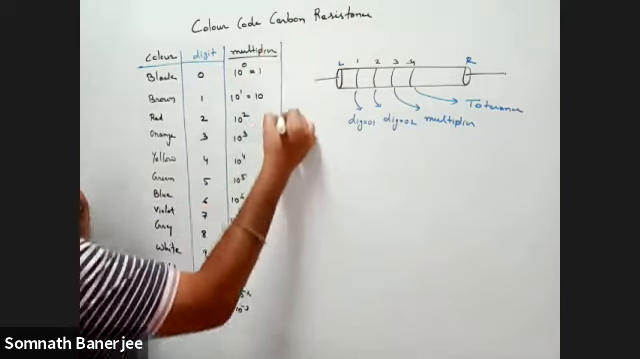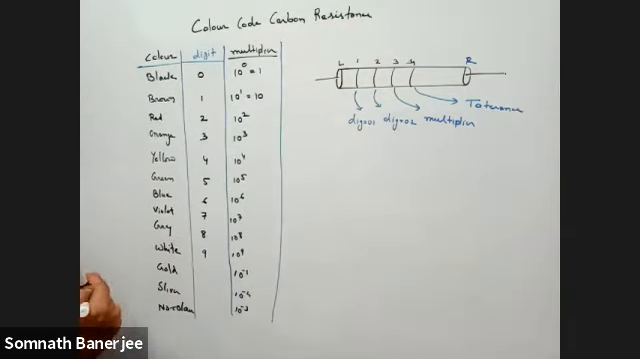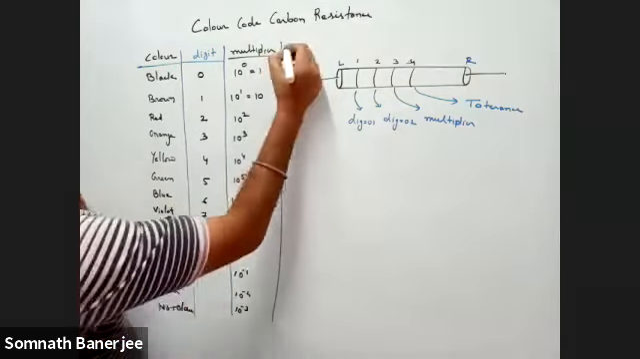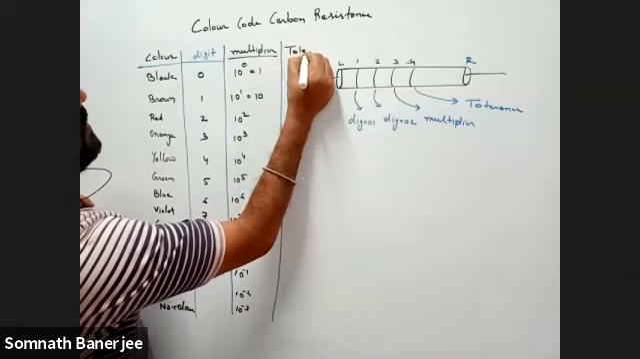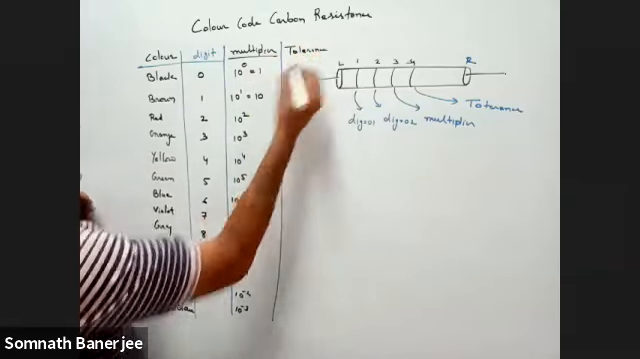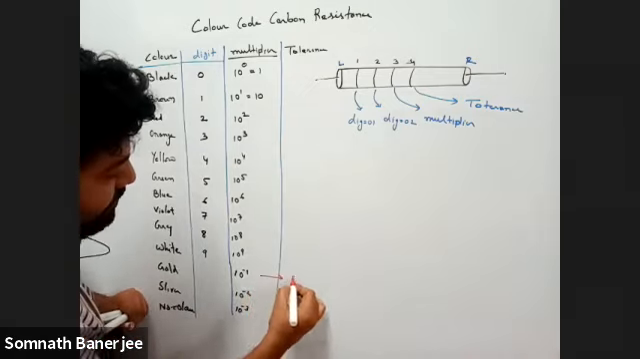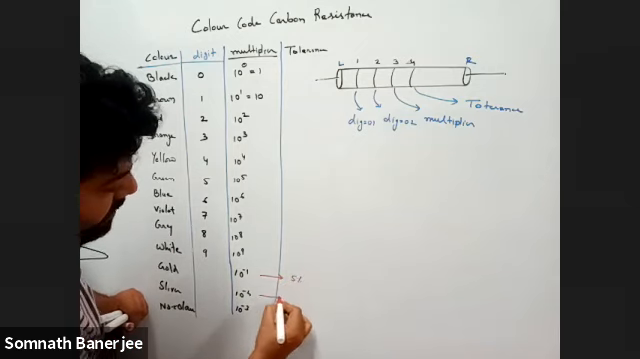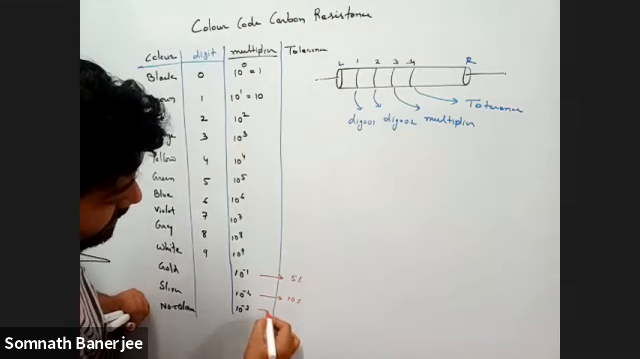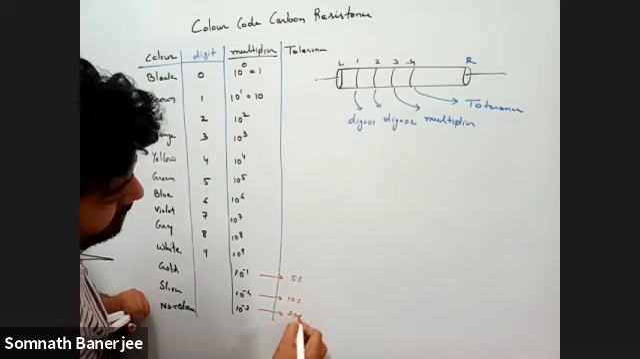Now after the digit you have the multiplier, and now you have the tolerance. For gold you have 5% tolerance, for silver you have 10% tolerance, and for no color you have 20% tolerance.